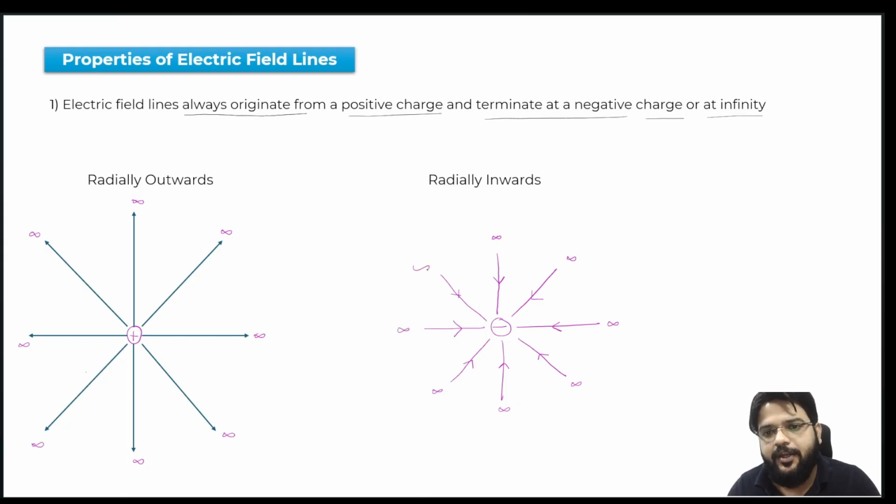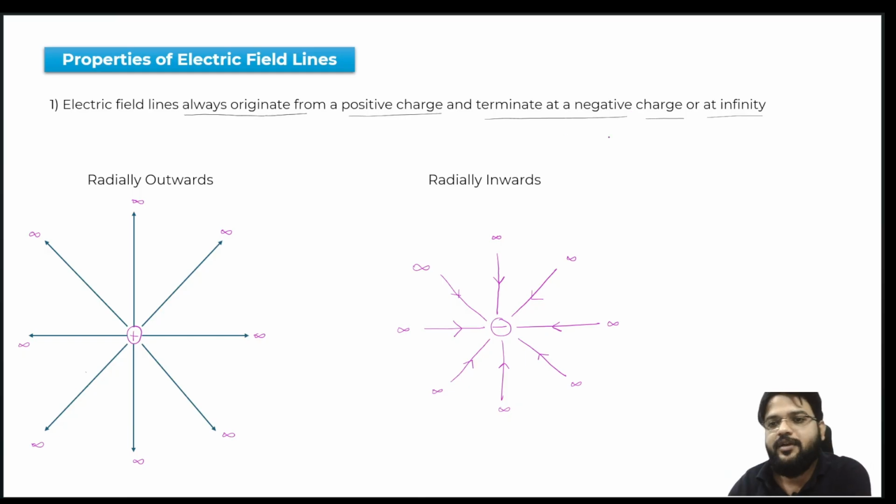All right, and terminating at the negative charge. So electric field lines always originate from the positive charge and terminate at the negative charge or at infinity. So electric field lines can generate from infinity also. All right. And why is it happening, everyone? Why are we assuming this electric field line is going till infinity and terminating there? In the negative charge, it is generating from infinity and terminating at the negative charge.